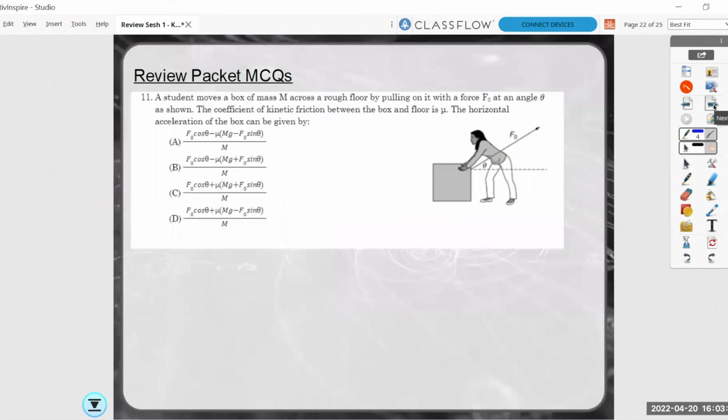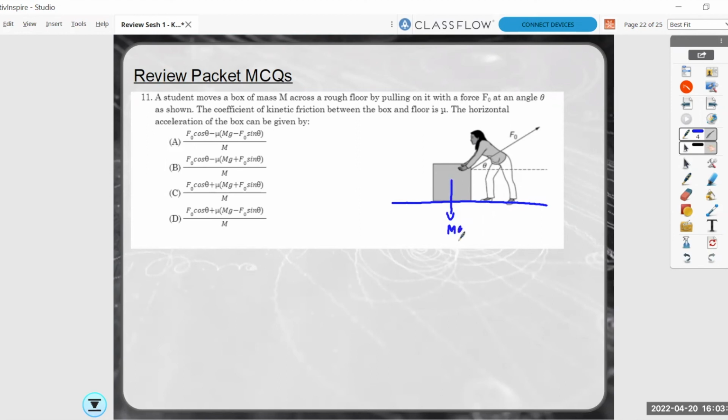All right. Speaking of free body diagrams, here we've got a question off of an old multiple choice Monday that you might recall. We've got a student that's moving a box across a rough floor by pulling on it with some force at an angle theta. I'm going to do this question 2 ways. The first way is going to be the brute force way, and the second one is going to be the explanatory, quick, intuitive way. So let's just draw our free body diagram.